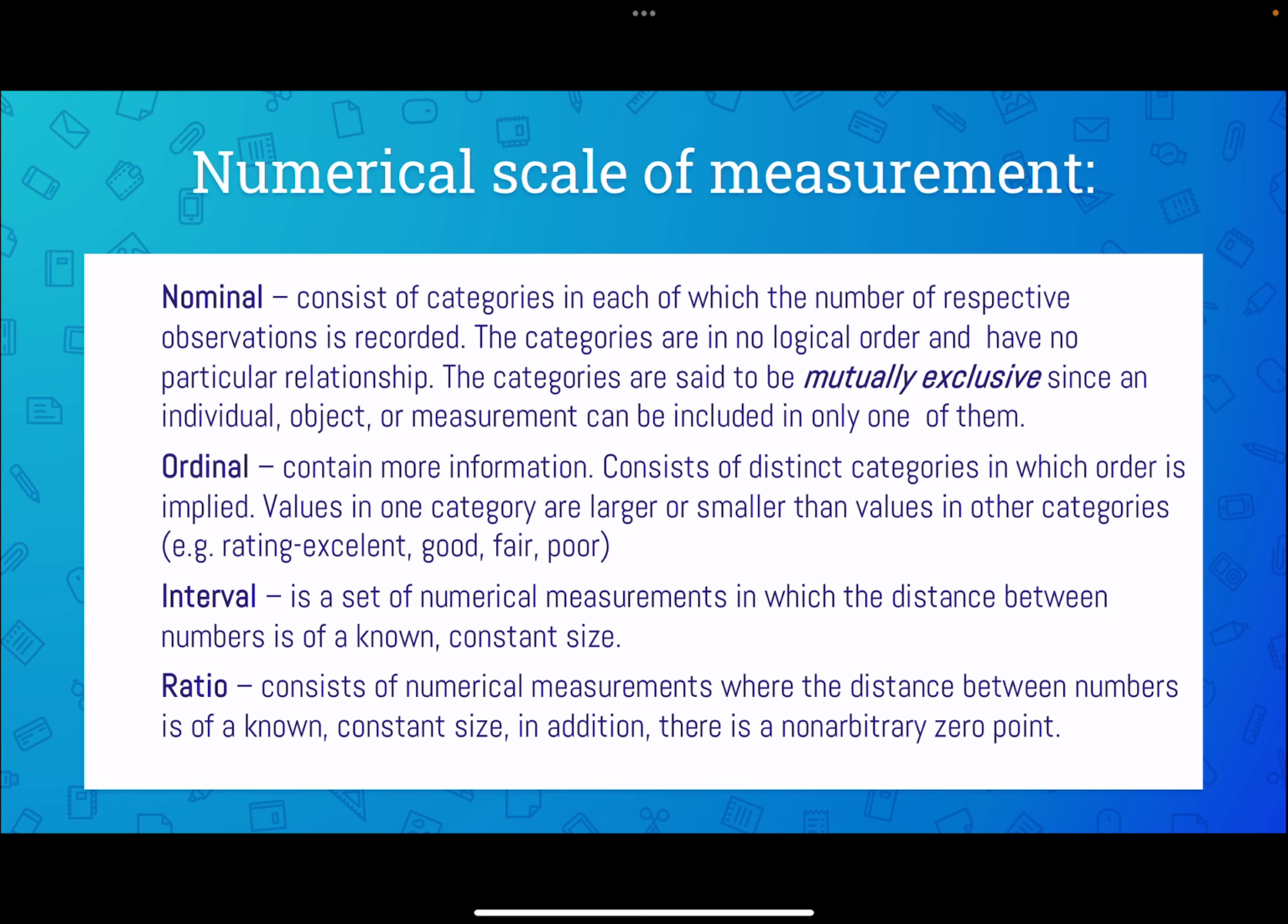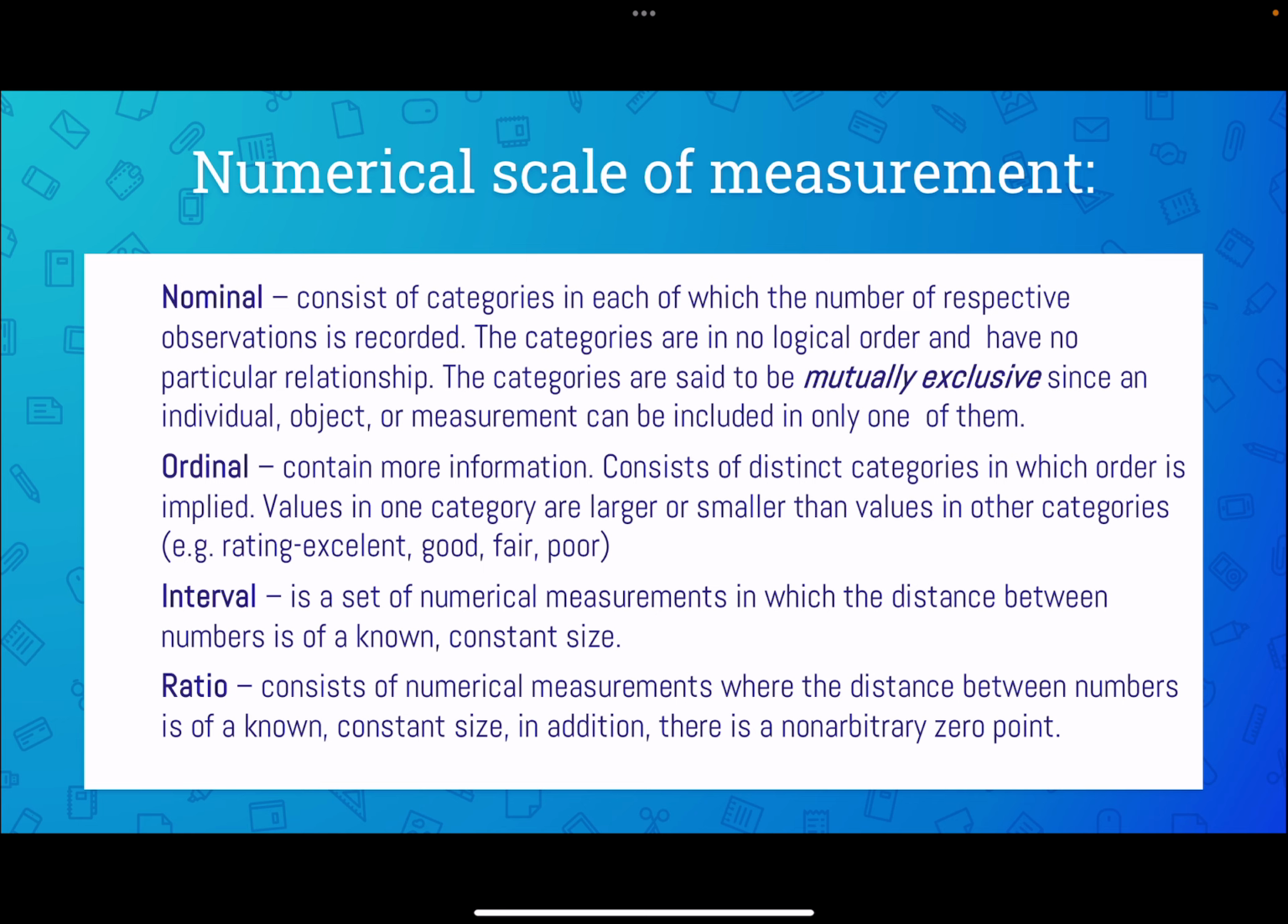When we are talking about quantitative data, we can have different scales of measurement. The first one is the nominal scale of measurement. It consists of categories in each of which the number of observations is recorded. The categories are in no logical order and have no particular relationship. They are mutually exclusive since an individual object or measurement can be included in only one of them.